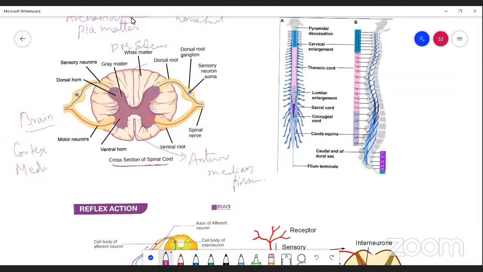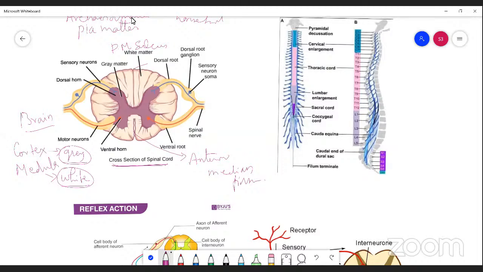The cortex region looks gray in color. I already explained in the last class. The medulla looks white in color. I already told the reason for the gray color and the white color. Where non-myelinated neurons are present, that region is gray in color. Where myelinated neurons are present, that region is white. I told this in the brain lesson. Same here, the spinal cord has gray matter as well as white matter.